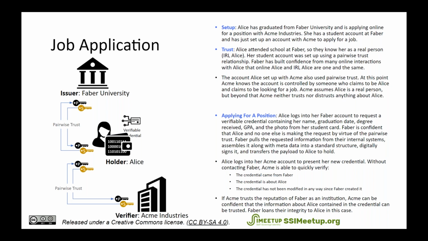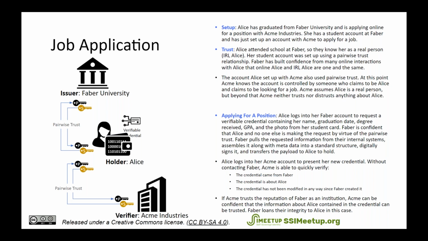She's been there in person. They know her. They've built up trust through their interactions. So when Alice goes back to Faber and says, "Hey, would you please issue me a credential?" Faber says, "Sure. We know who you are. We know who you are digitally because we have the pairwise trust, so we don't have to question that. And so, absolutely, we're happy to present you with a credential."